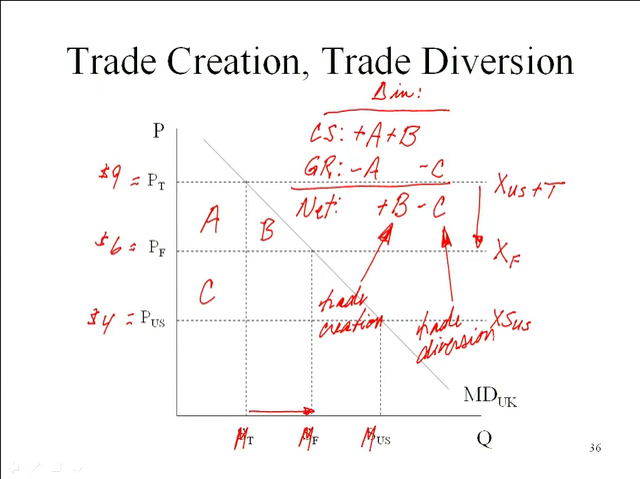Why don't I just import it from the US? I'll be much better off, right? But because I've diverted trade from the US to France, I'm actually paying a higher price. So that trade diversion doesn't allow me, by getting rid of my tariff, to capture the full benefits of having no tariff revenue.